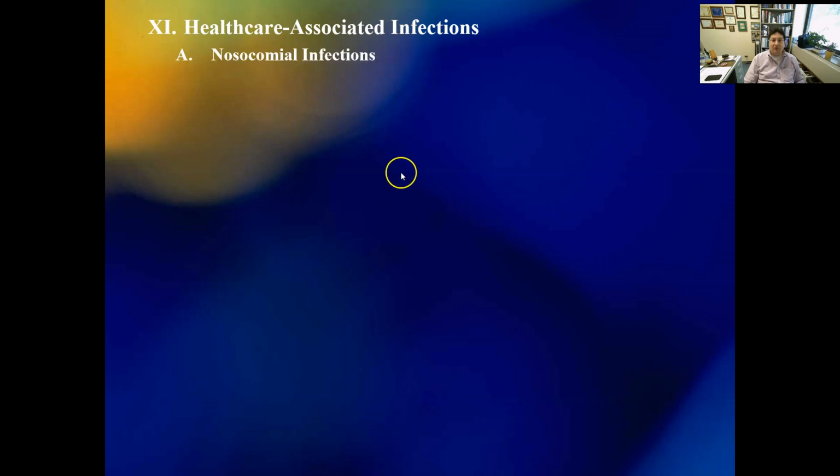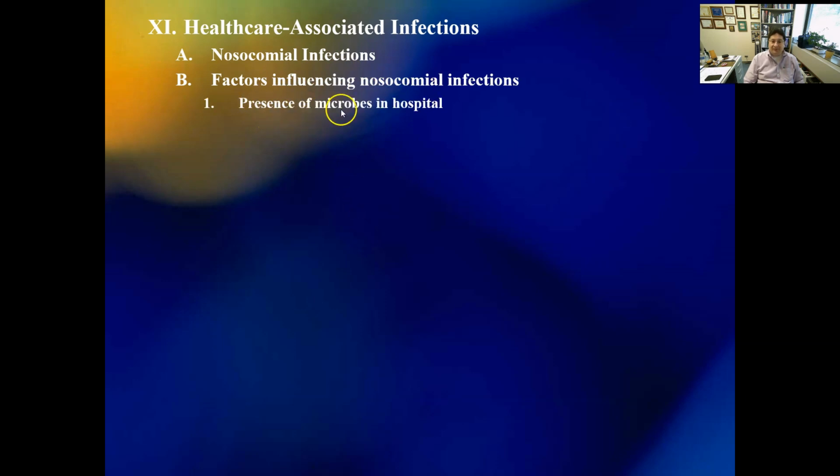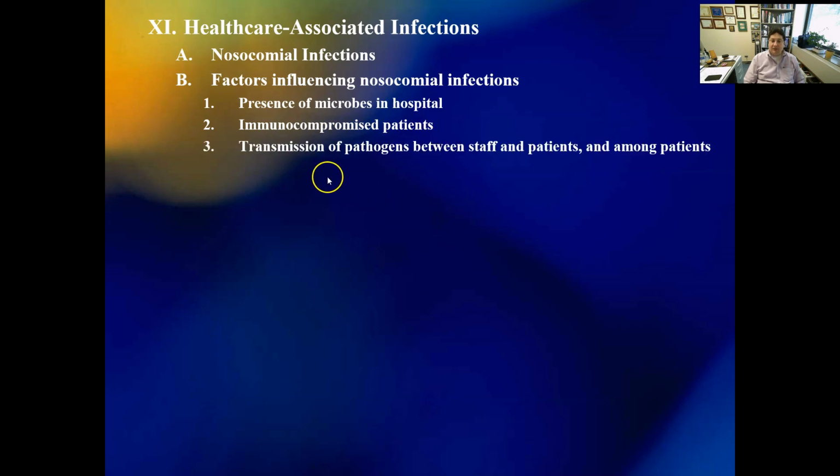Healthcare-associated infections are called nosocomial infections. So these would be infections picked up in a medical or healthcare facility or from a healthcare worker. Nosocomial infections. Factors influencing nosocomial infections include the presence of microbes in a hospital or other facility, how many immunocompromised patients are there, and the relative transmission of pathogens between staff and patient, between staff, and patient to patient.